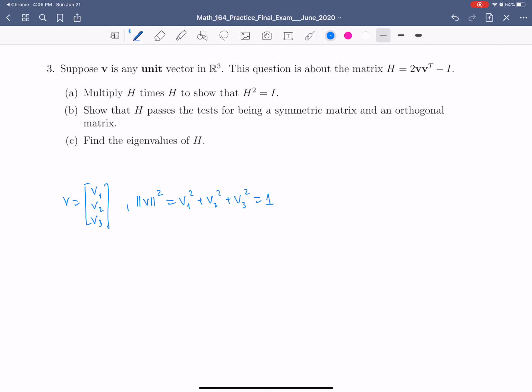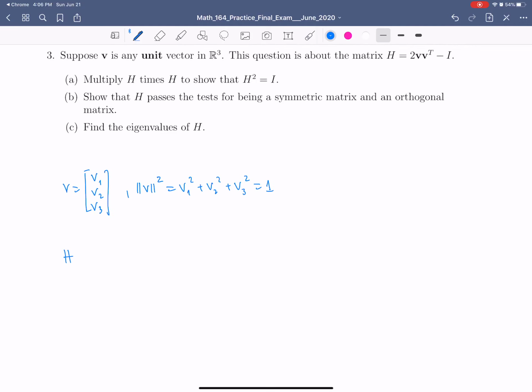Now this question is about the matrix H given by 2vv transpose minus the identity. You could try to see this as a matrix. So what is v times v transpose, for example? And you can do that for this general v if you are confused with working with a formula. So you have v1, v2, v3. This is a rank 1 matrix. And then v1, v2, v3 minus the identity. So that just means you're going to be subtracting a 1 along the diagonal.